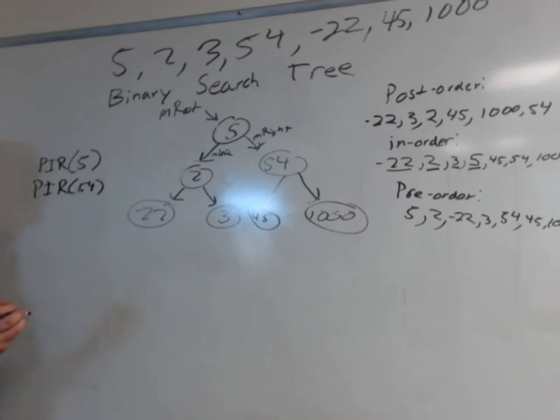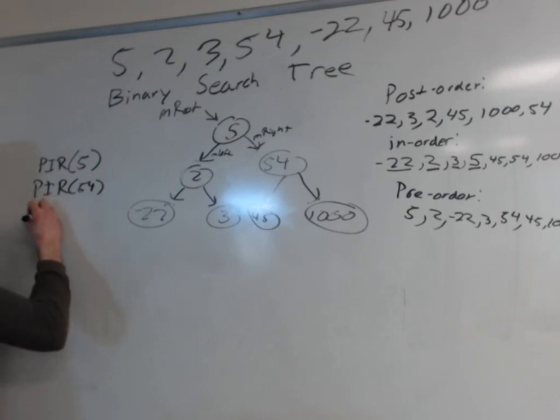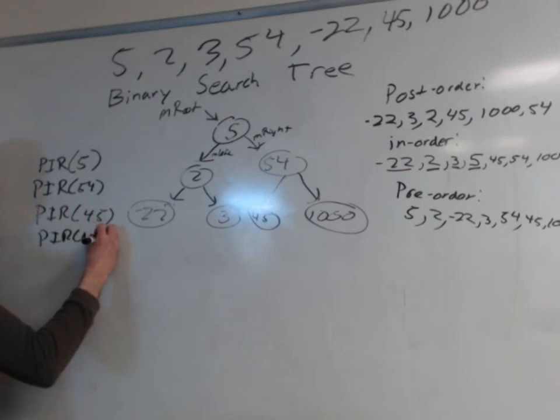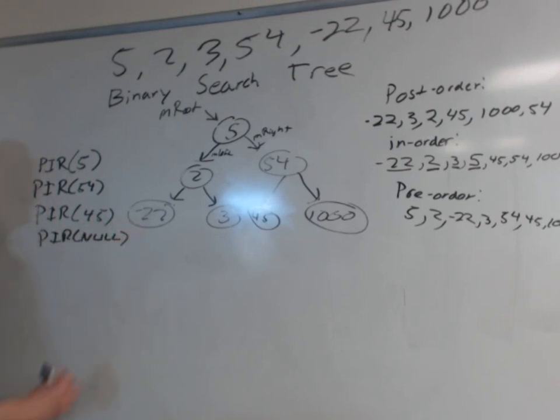Then what? We're at the 54, so go to the left. We're at the 45, what do? Go to the left, right. That's null, so we're going to return. All right, here's the question. What data structure is this?